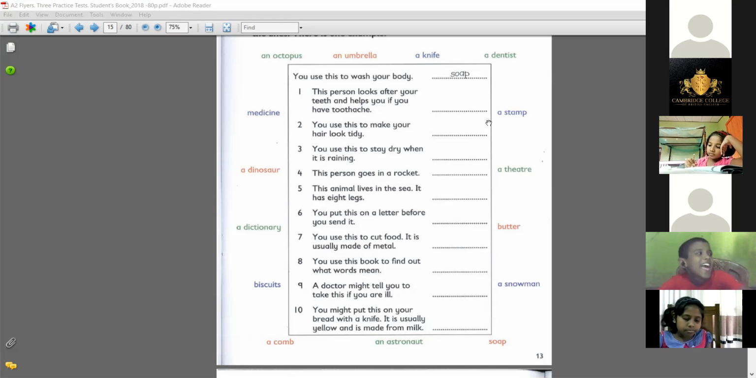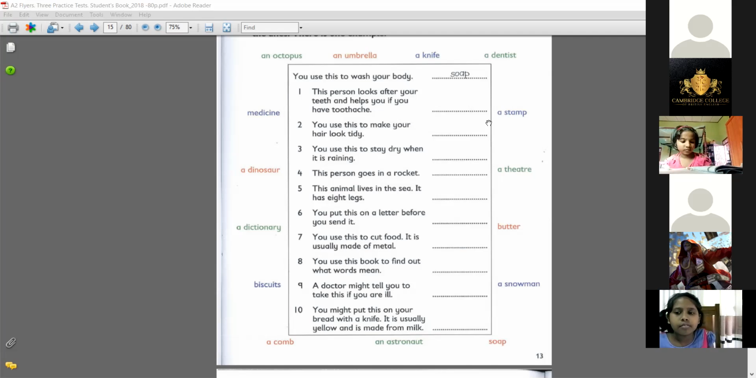The first one is this person looks after your teeth and helps if you have toothache. A dentist. You use this to make your hair look tidy. A comb. The third one, you use this to stay dry when it is raining, an umbrella. The fourth one, this person goes in a rocket, an astronaut. Five, this animal lives in the sea, it has 8 legs, an octopus.